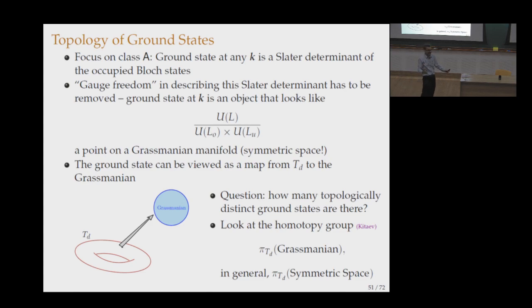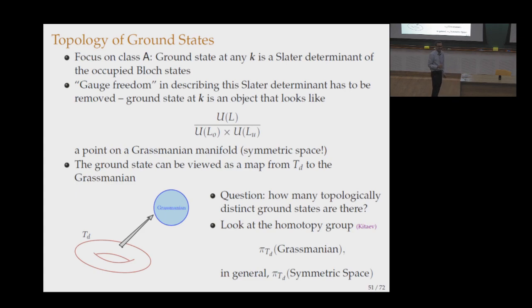So what is the ground state? The ground state is a Slater determinant of the occupied states. But if you think about this, if you give this as a homework problem in a course, you will find that people will start putting arbitrary phases on your Bloch states. So they may come up with apparently different answers. But you see, that gauge freedom that they have in choosing the phases of the Bloch states should not enter this discussion at all.